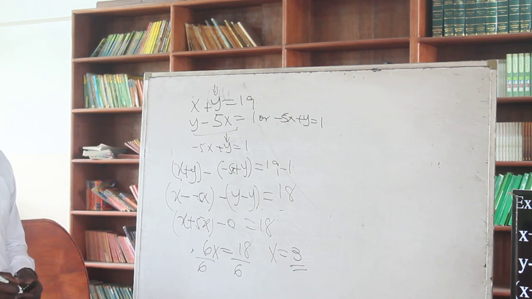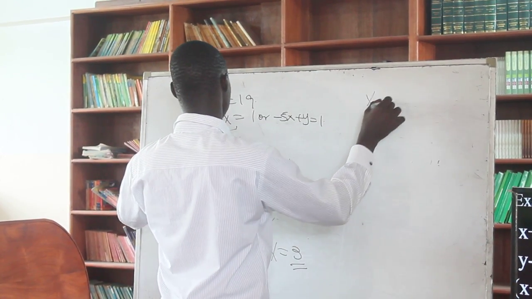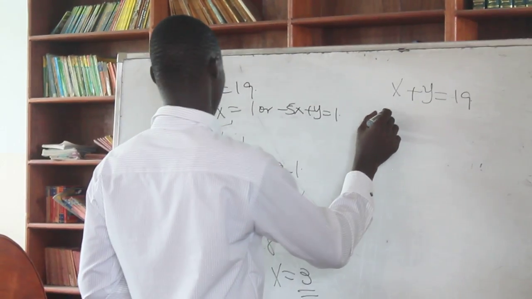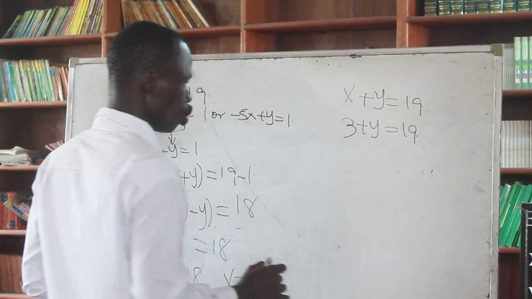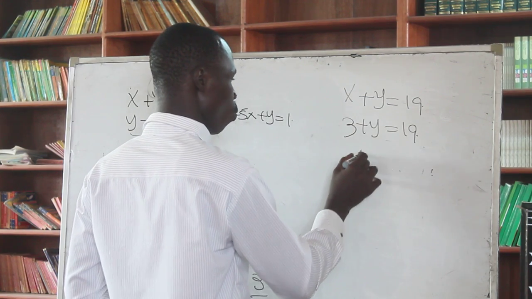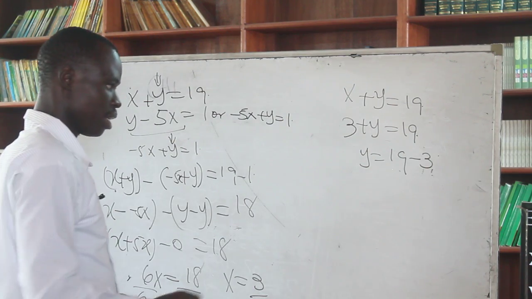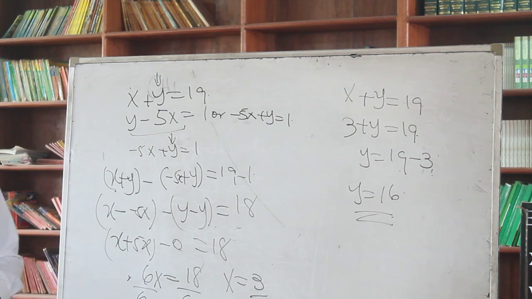After finding our x to be 3, then we can do what we call substitution. x plus y is equal to 19. Then our x we've already found to be 3, so 3 plus y is equal to 19. That means y is equal to 19 minus 3, and y is equal to 16. And as you can see there, x is 3 there, y is 16.